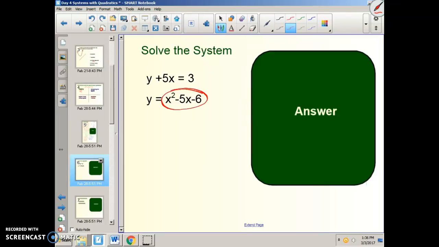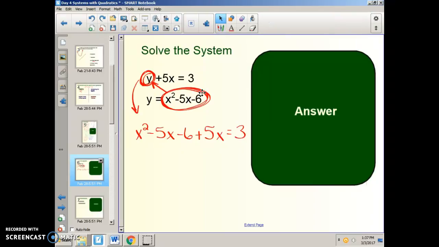So it has y by itself, so that means that whole big group is going to replace this y up here because it says y equals all of that. So in place of y up here, I'm putting x squared minus 5x minus 6, and then there's still a plus 5x, and it still equals 3.